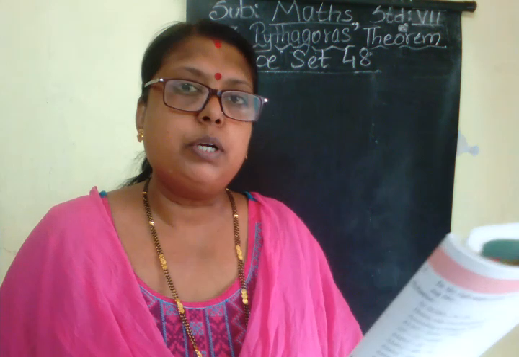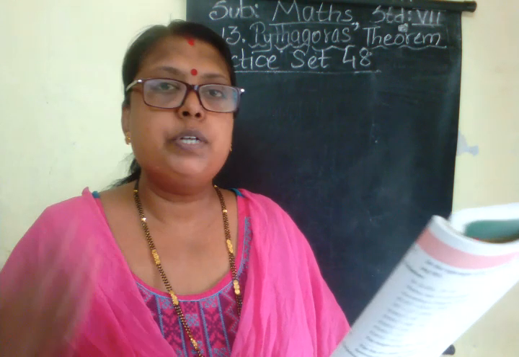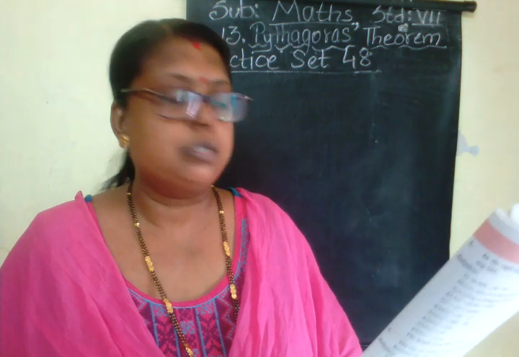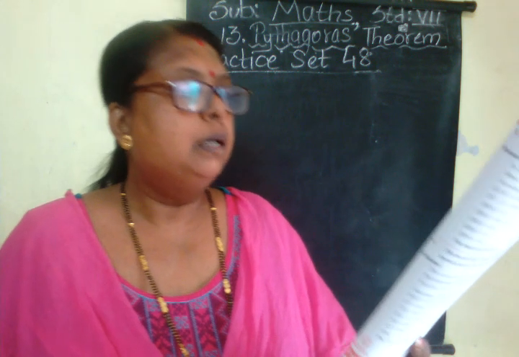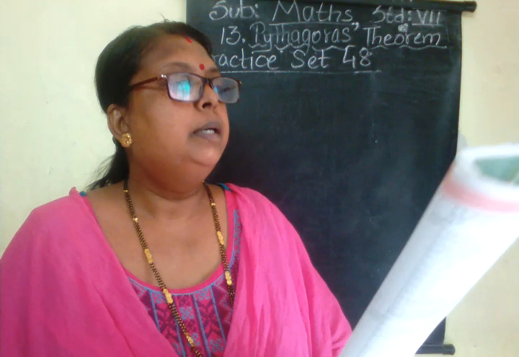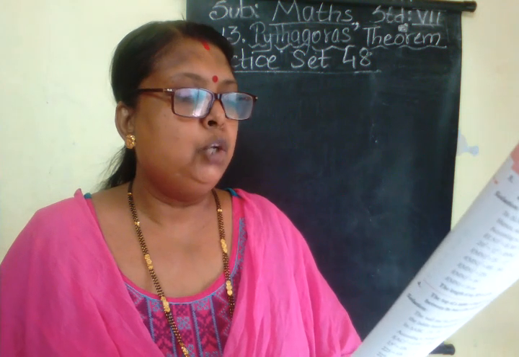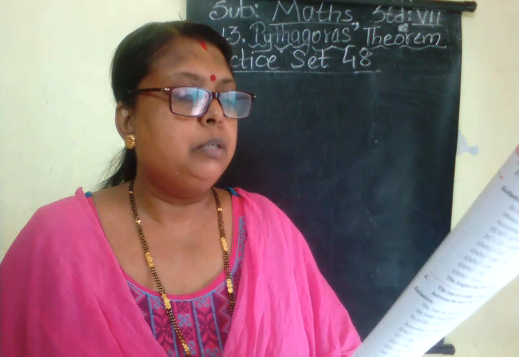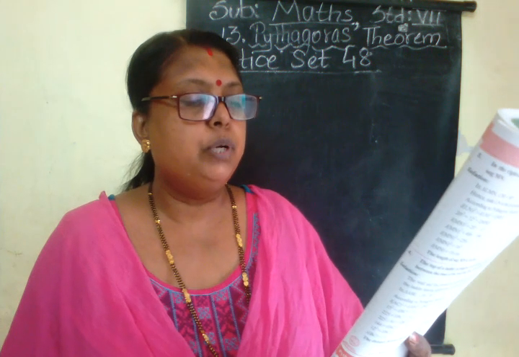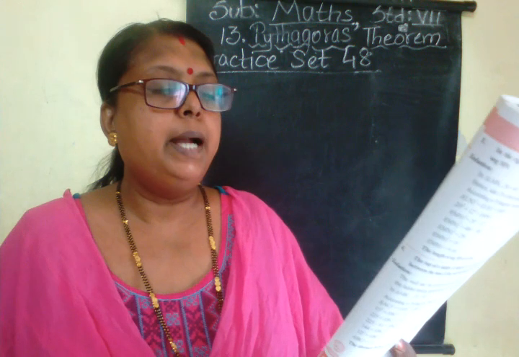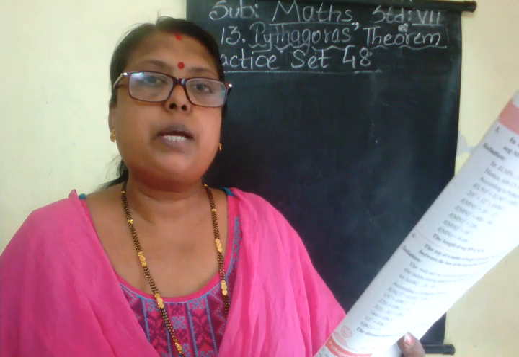Now practice set 48, sum number 2. This was the first sum; in the first sum there were 3 other sub questions. Now the second sum, all of you can see in your textbook, practice set 48, question number 2. In the right angled triangle PQR, angle P is equal to 90 degrees, length PQ is equal to 24 centimeter, and length PR is equal to 10 centimeter. Find the length of segment QR.